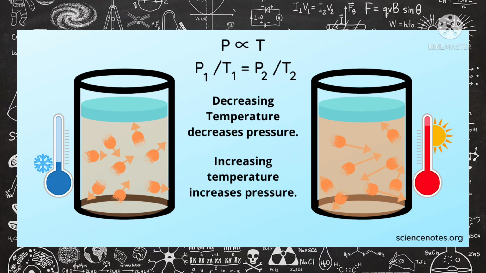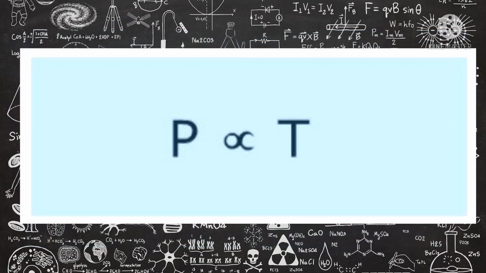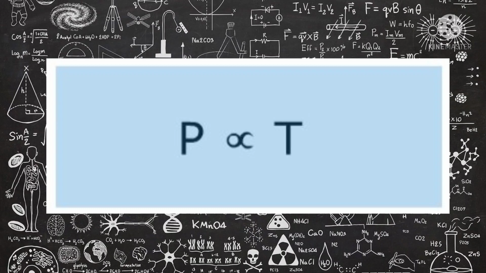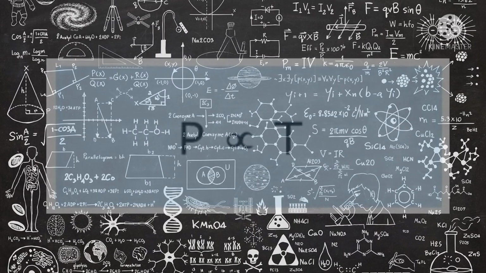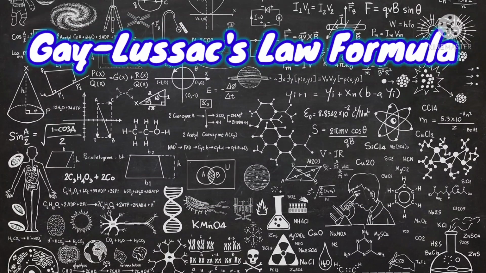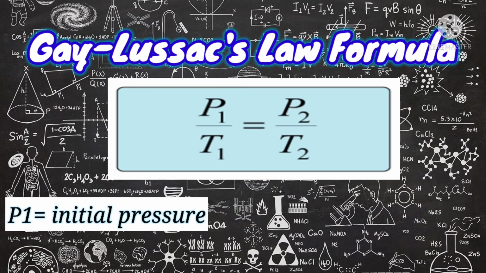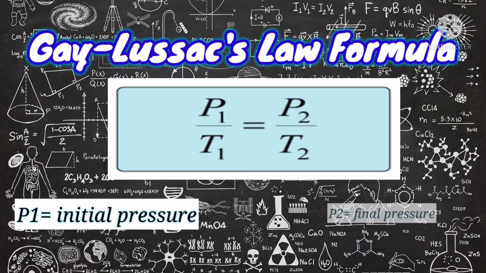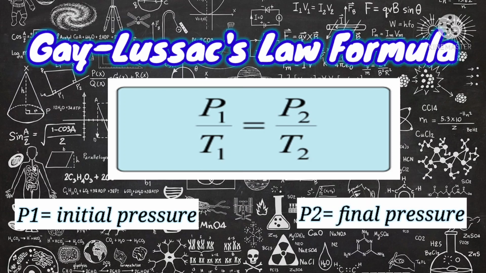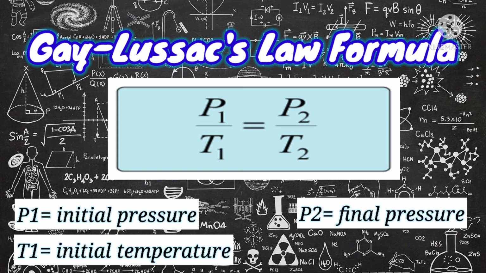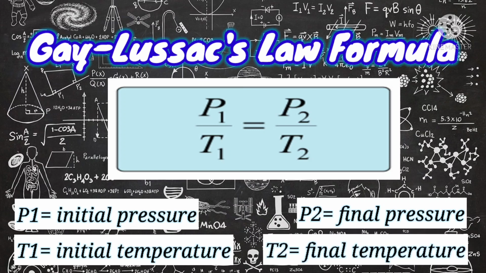Mathematically, the direct relationship between temperature and pressure at a constant volume is expressed through this equation. Thus, arising with the Gay-Lussac law formula, P1 over T1 is equal to P2 over T2, where P1 is the initial pressure, P2 is the final pressure, T1 is the initial temperature, and T2 is the final temperature.